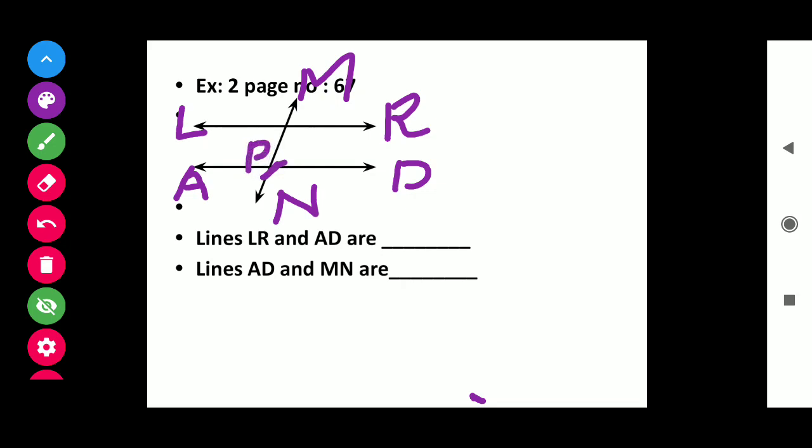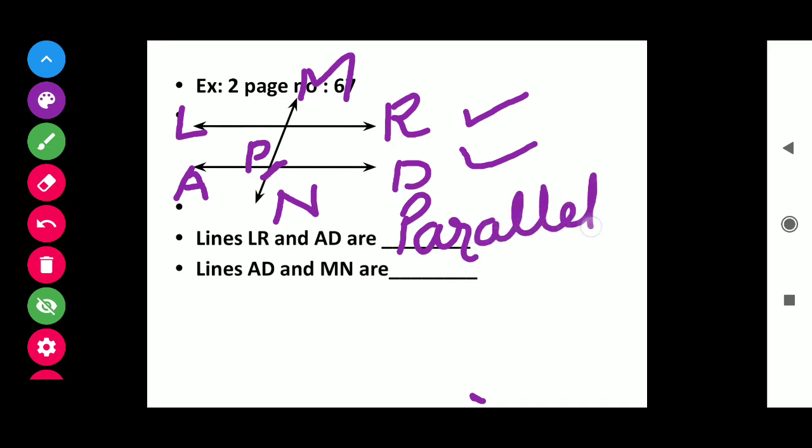Now what is the relation between LR and AD? LR and AD don't have any common point. You can see that this one is LR and this is AD. Both do not have any common point. So LR and AD are parallel lines. The distance between both of them is the same, so both of them are parallel lines.